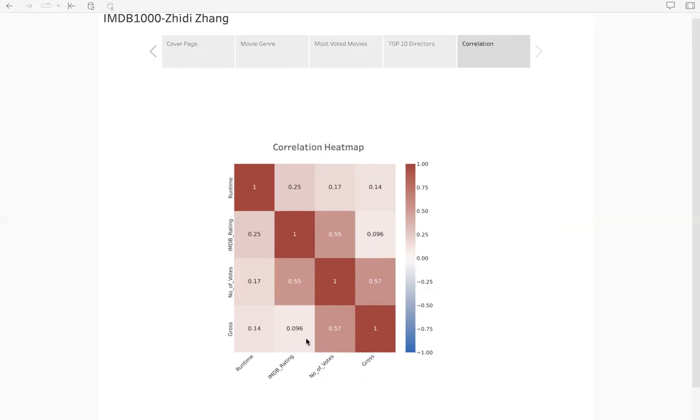But one thing that seems a little bit strange is that IMDb rating has a very weak relationship with the gross revenue, which means high-rated movies do not necessarily result in commercial success.